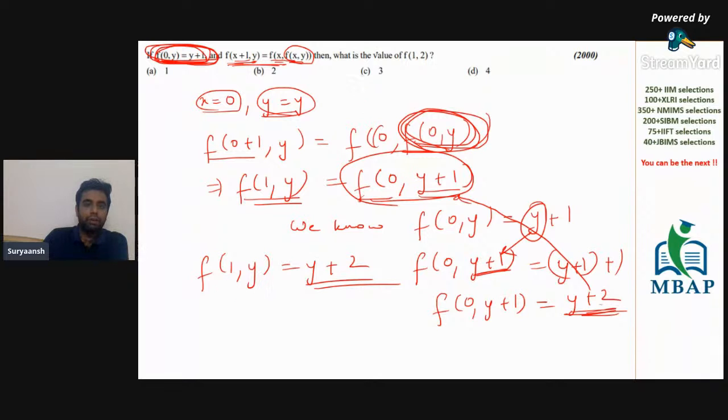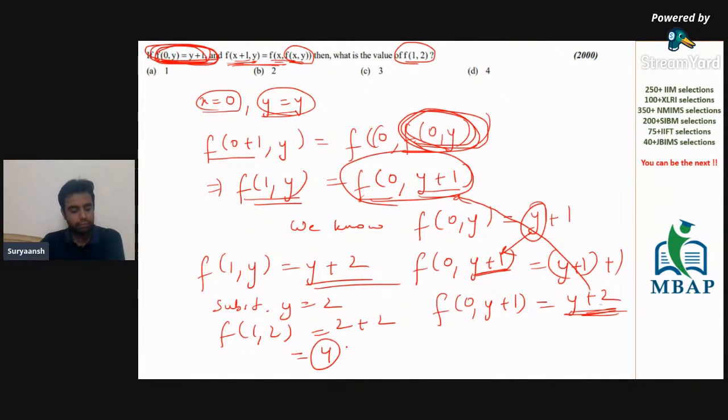So now we have to find the value of f of (1, 2). Just substitute y equal to 2. So f of (1, 2) would be equal to 2 plus 2, which is 4. So that is the option.